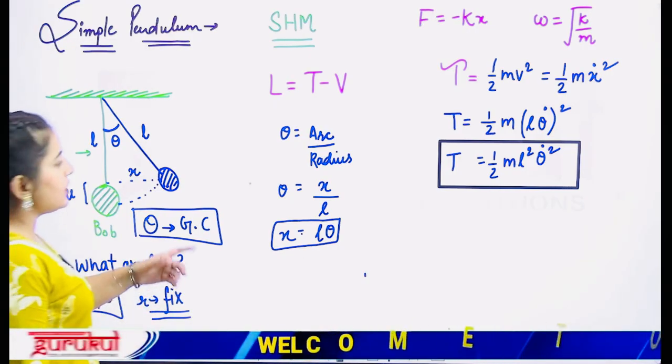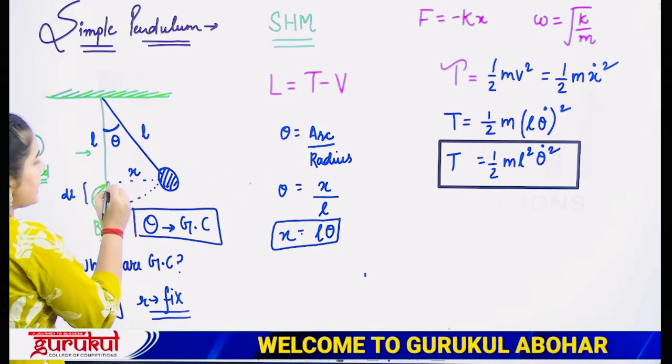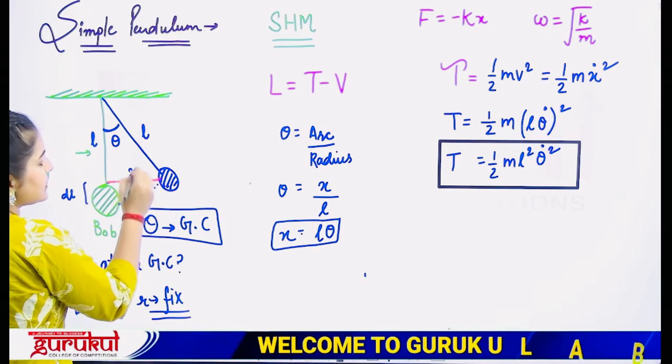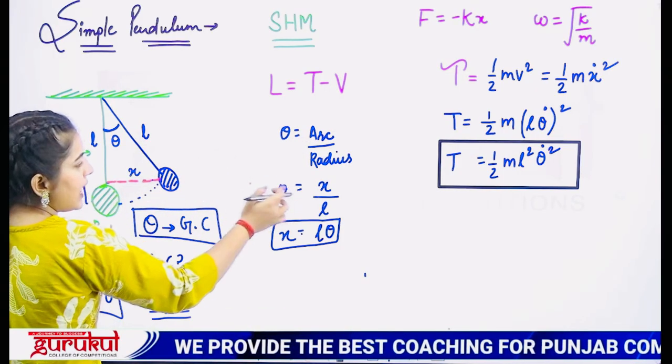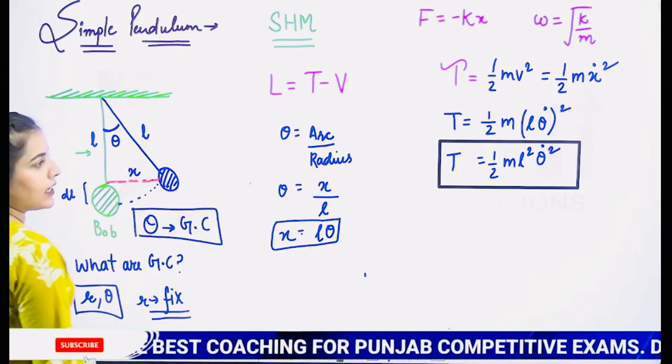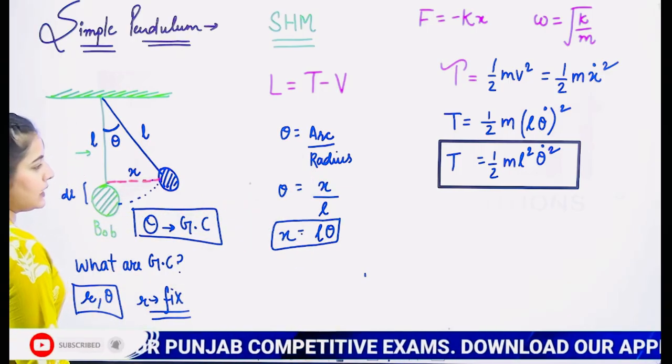And kinetic energy is half m x dot square. x is this distance, so x is equal to L theta. So I put that in, and kinetic energy comes out to be half m L square theta dot square.